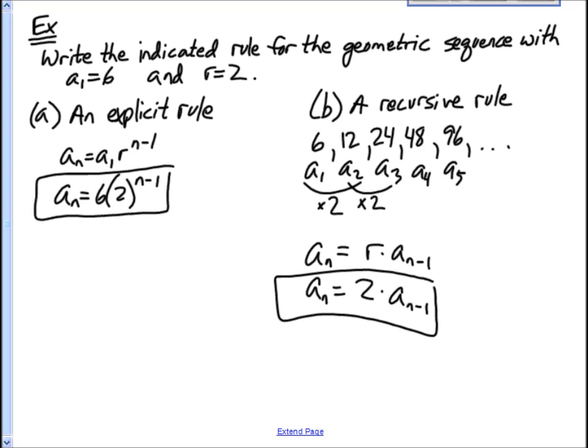Okay, so if you think about it, let's say you're finding your second term, right? Second term is 2 times a to the 2 minus 1. 2 times the first term. Well, the first term was 6. So 12, it was your second term, right? Which we already knew that. But anyways, that's our recursive rule for that geometric sequence.